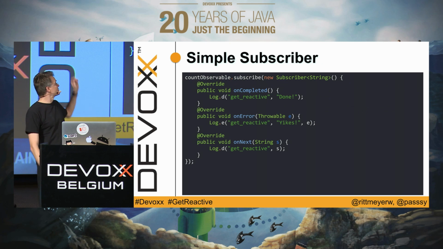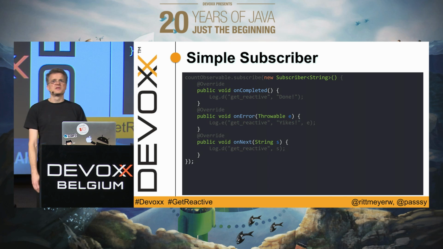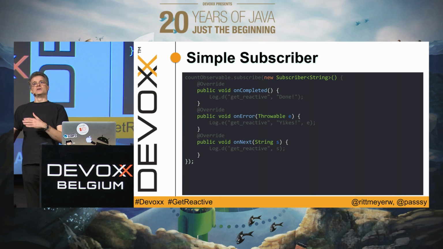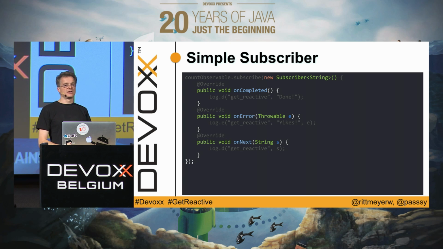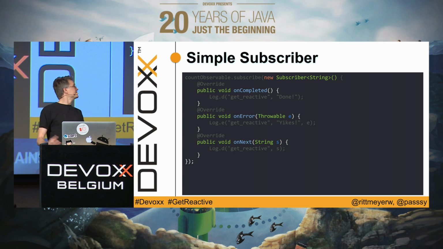Now, this is a simple subscriber. At the very top, you subscribe to your object with the subscribe method, and you get passed in a subscriber object. And this has 3 methods. The most important one is onNext. This method will be called whenever one item is ready for you. And those other methods are called either when no more items are to be emitted anymore, that's onCompleted, or when something goes wrong, onError will be called with the exception, or the throwable, that was thrown.